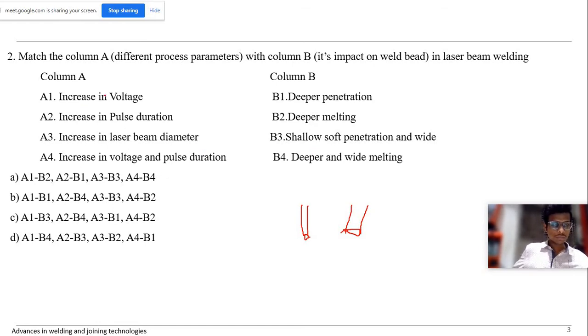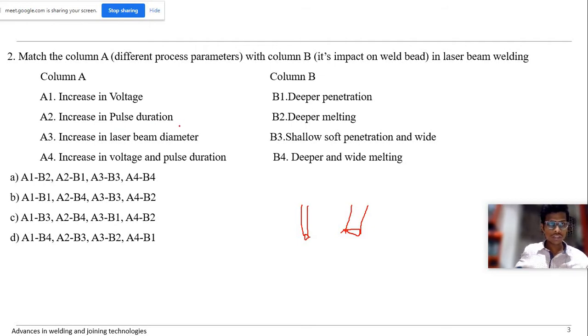Then we'll check the increase in voltage. What happens with an increase in voltage? Obviously deeper penetration will be obtained in the case of laser, because the laser intensity will be more, so deeper penetration will be A1 B1 and A3 B3, right?